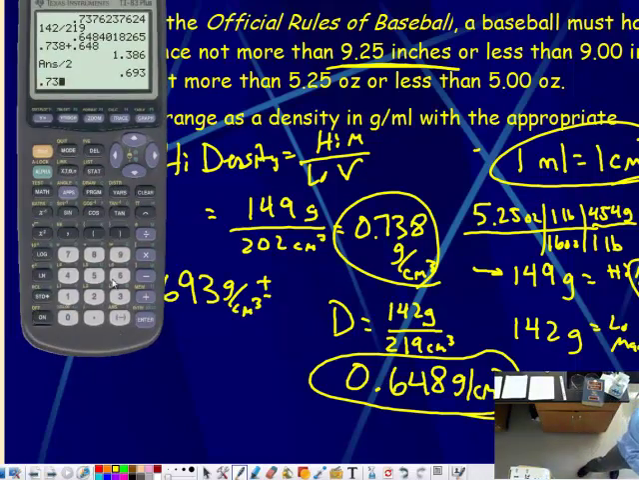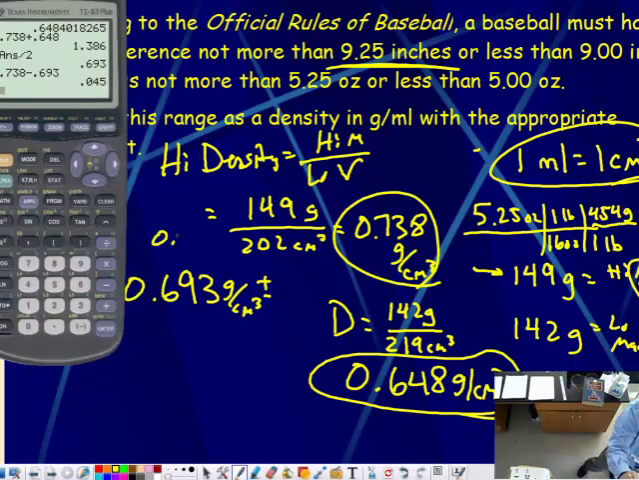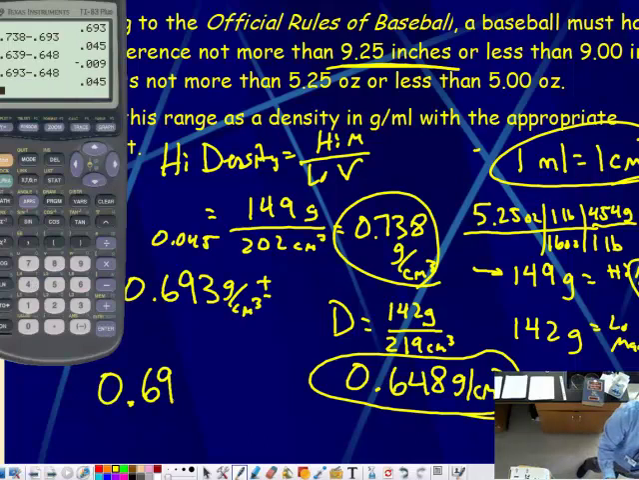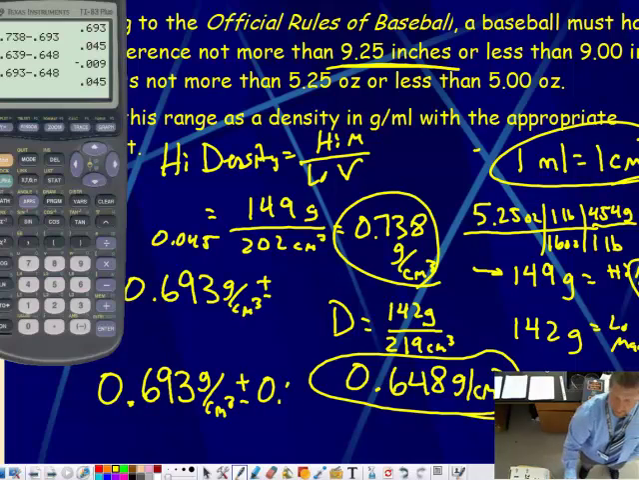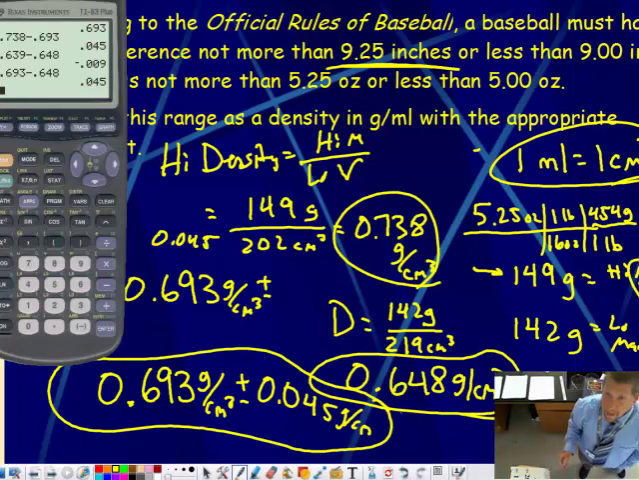So 0.738 minus 0.693. It takes me 0.045 to go up, and you can see it's going to take me the same to go down. So 0.693 minus 0.648. Same. So this is going to be the final answer: 0.693 grams per centimeter cubed plus or minus 0.045 grams per centimeter cubed. And that makes it all the way to the end.